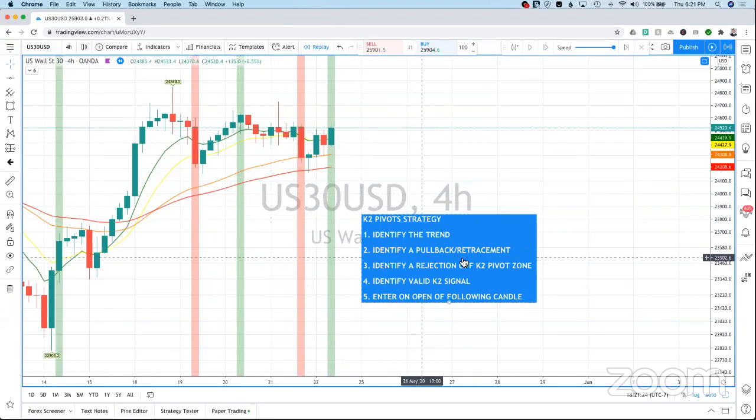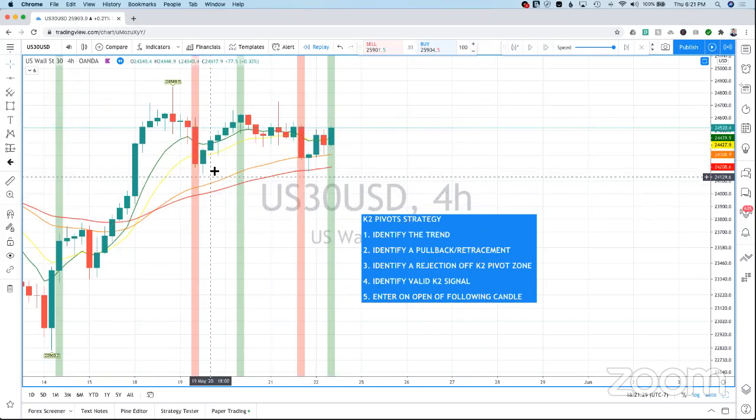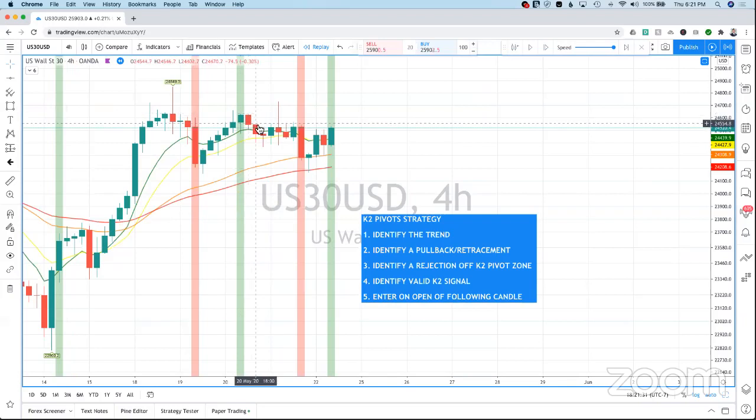Next, you want to identify a pullback or a retracement. You can see right here, price was trending up, came down, trending up again right here, came down again right here. So this would be considered a retracement because price is going against the trend. Price retraced right here. Lastly, you want to identify a rejection off the K2 pivot zone. So requirement 1, we've identified the trend. Requirement 2, we've identified a retracement downwards. Lastly, you want to identify a rejection off the K2 pivot zone. We have a rejection right here. It's a strong, nice bottom wick, rejecting from the bottom, and then it continues back up to correct.